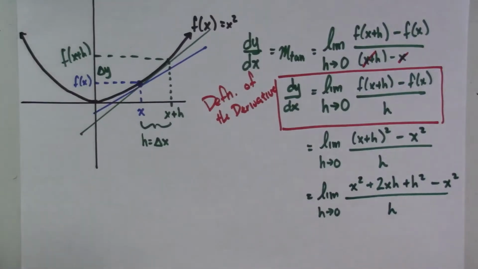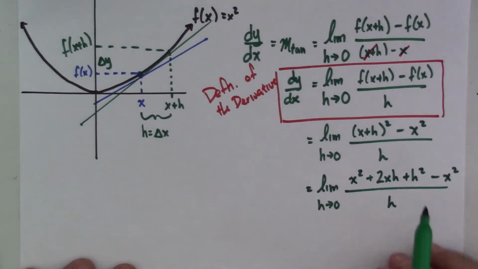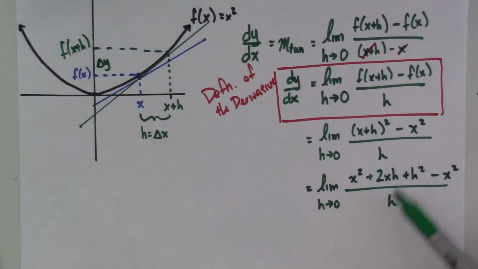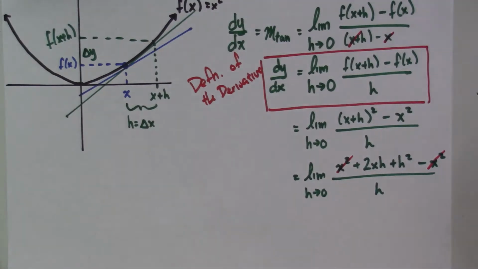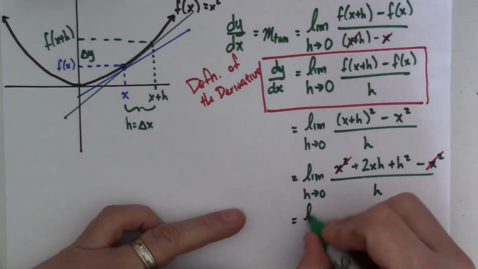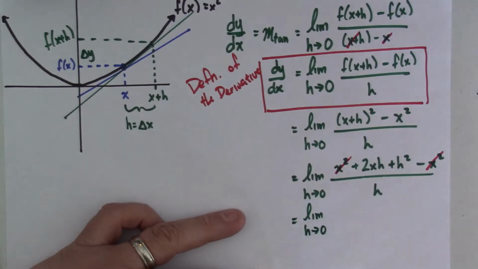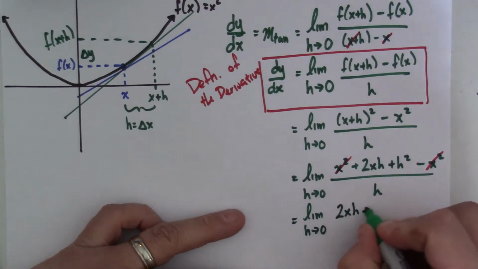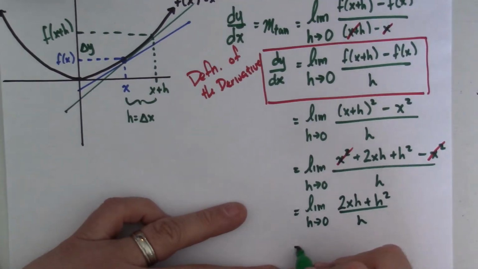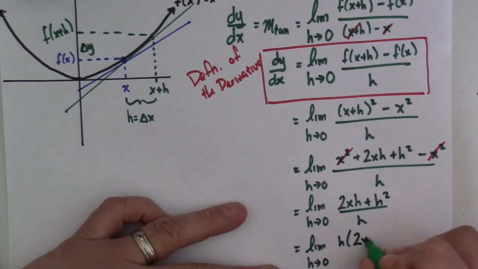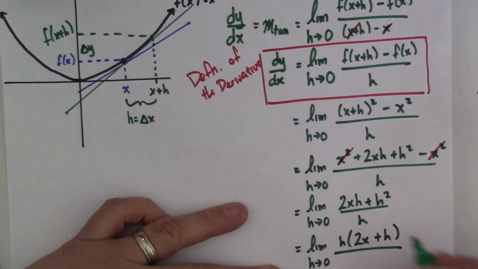Now, if the bottom were not 0, I could just evaluate this by plugging it in, but here I've got 0, and that causes us problems. Now, what I also want to note is, hey look, just like we did above, I've got an x squared here, I've got a minus x squared here, those two cancel, which means I am left with the limit as h goes to 0 of 2xh plus h squared all over h. And hey look, there's an h in both terms in the numerator now, so that's the limit as h goes to 0 of h times 2x plus h all over h.